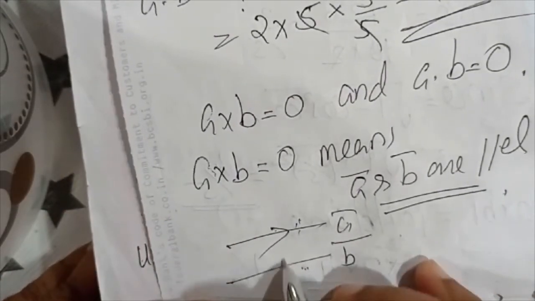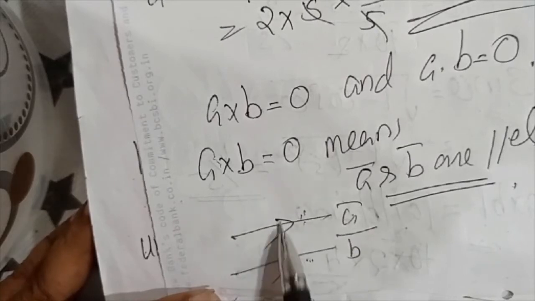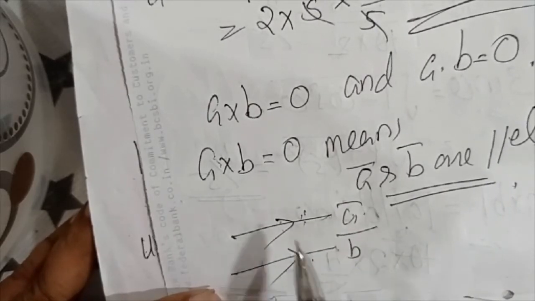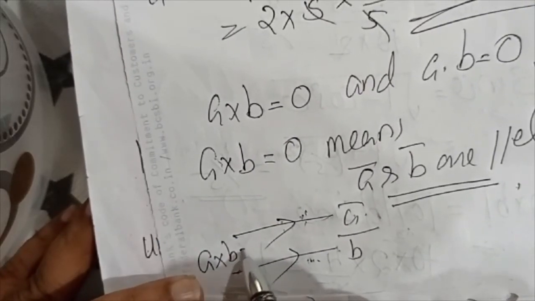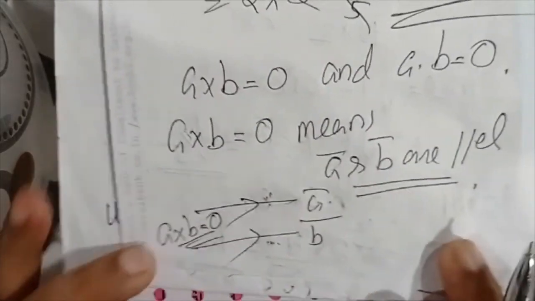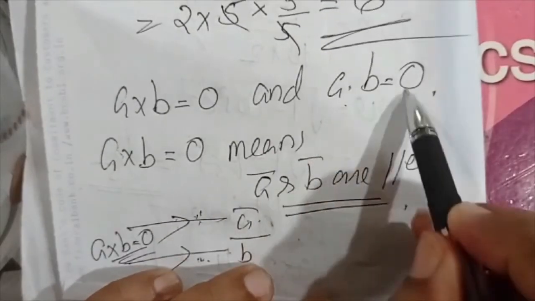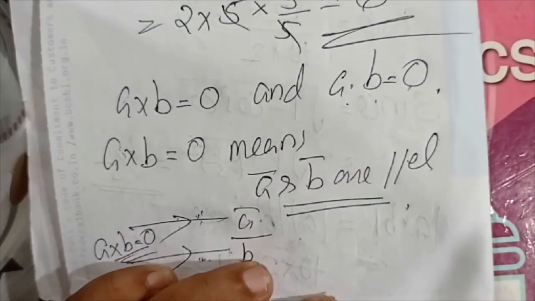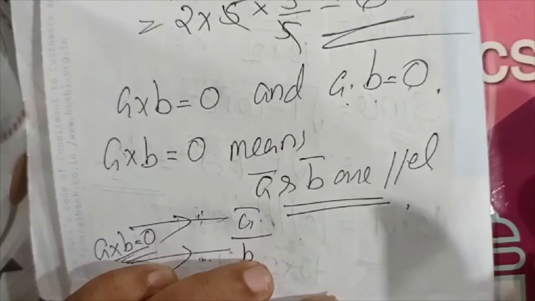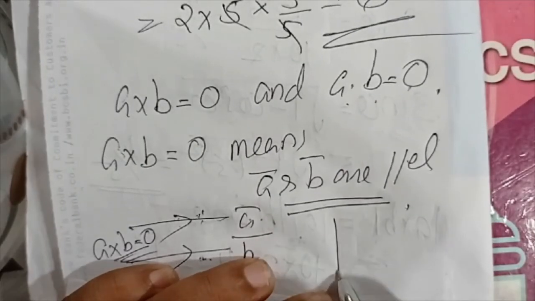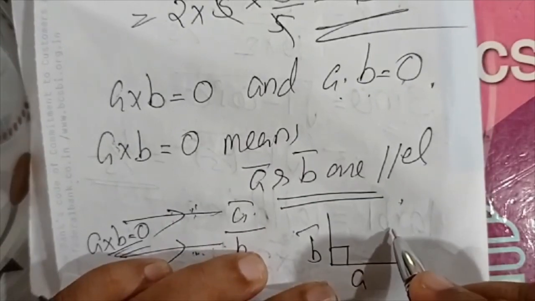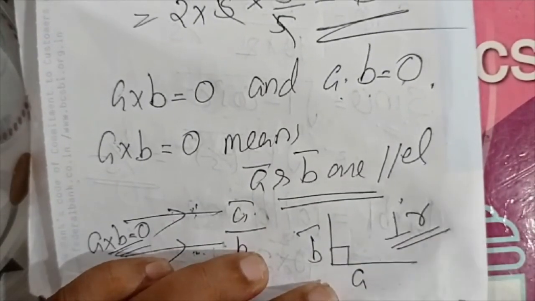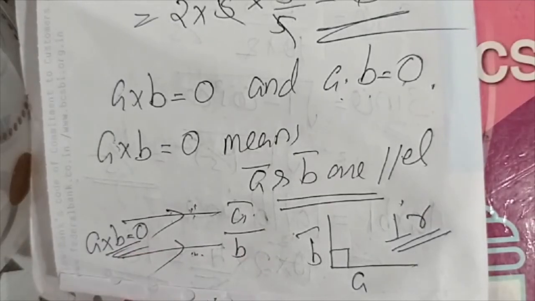Okay, this is the meaning. Look at the figure also: a is a vector, b is a vector. That the two vectors are parallel means the condition a cross b equal to 0. The second one: what do you mean by a dot b equal to 0? You already studied that. A is a vector, b is a vector. If a dot b is 0, the two vectors are perpendicular.